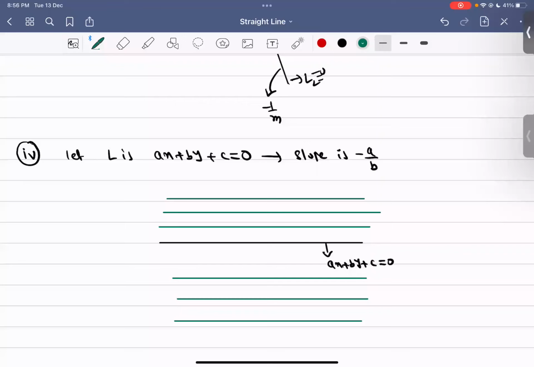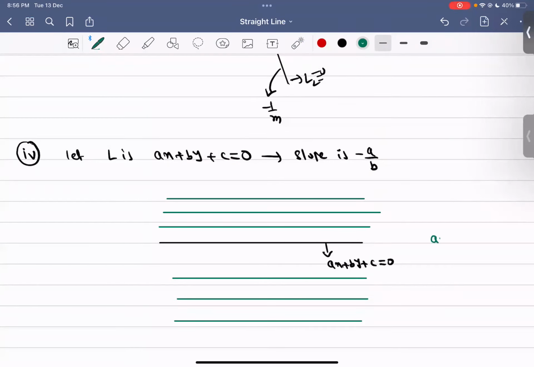So for all these parallel lines, parallel lines means what? Slopes are the same. Therefore, minus a by b will be the same. So this part will be the same because the slope comes from this part, that is minus a by b. That's why infinitely many parallel lines are possible. For all the lines, this part will be the same. They differ by only this constant. This value changes. That's why for all these lines, the only difference is the constant.